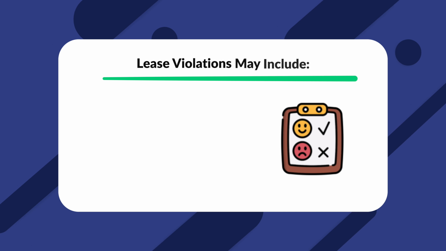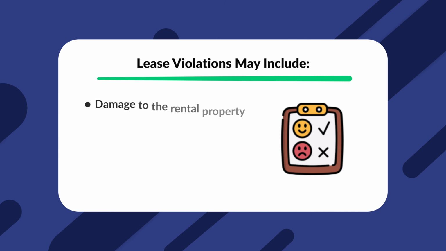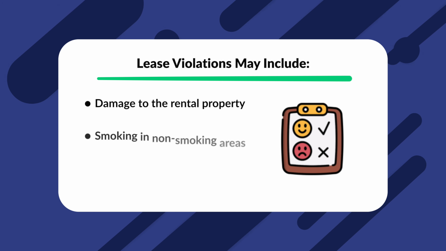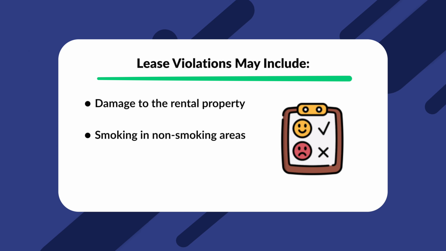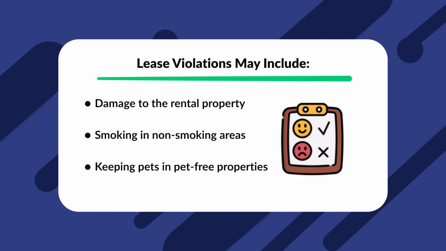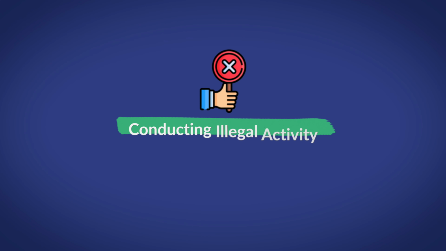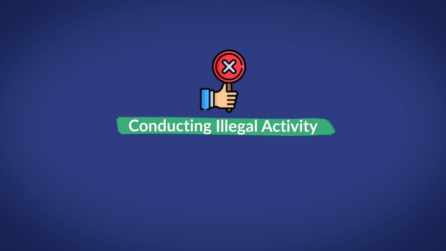If the tenant resolves these issues on time, the eviction process does not continue. Lease violations may include damage to the rental property, smoking in non-smoking areas, and keeping pets in pet-free properties. If the violations are not resolved or they remain on the property, then the landlord may continue with the eviction. Also, landlords are not legally obligated to allow the tenant to resolve the violation before presenting them with the notice to quit.